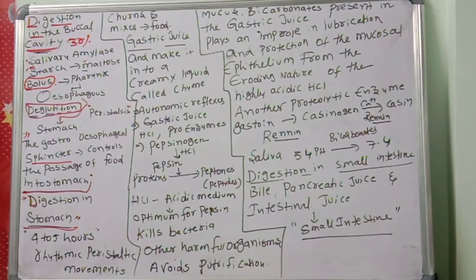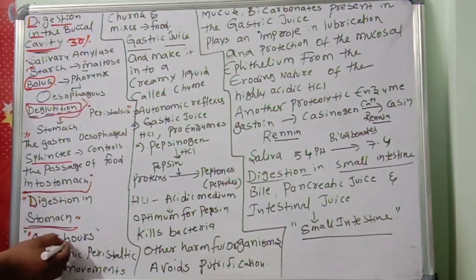So in the stomach, how many hours will the food be stored? Food remains in the stomach for how many hours? A very important point: 4 to 5 hours. For 4 to 5 hours the food will be stored.